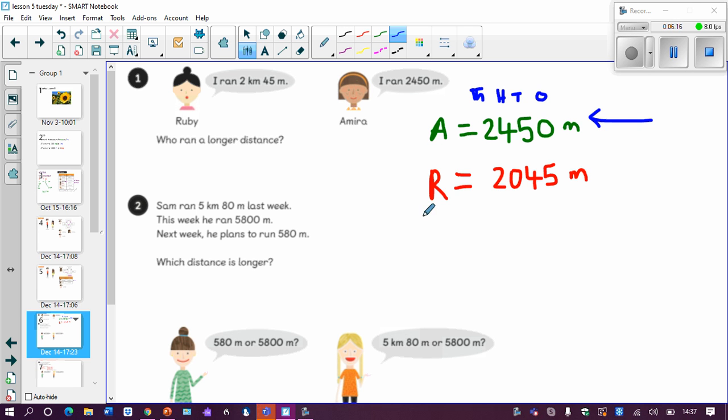Pause the video and have a go at doing the second question by yourself. It might be helpful for you to highlight the measurements and highlight the key parts. For example, 5 kilometres and 80 metres, 5,800 metres, or 508 metres. You've got this week, next week, and last week. Which of these distances is longer? Which one will you need to convert? Have a go and unpause the video when you've finished.